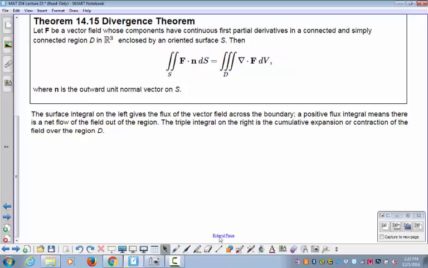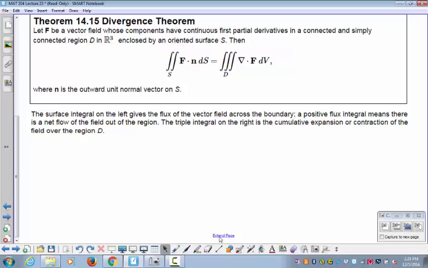And the way they state it here is pretty clear. The surface integral on the left gives the flux of the vector field across the boundary. Positive flux integral means that there is net flow out of the region. The triple integral on the right is the cumulative expansion or contraction of the vector field over D. So if the vector field is contracting, you have negative flux. More vector field is coming in, so net flow is in instead of out. Positive, then there's more flow out than in.